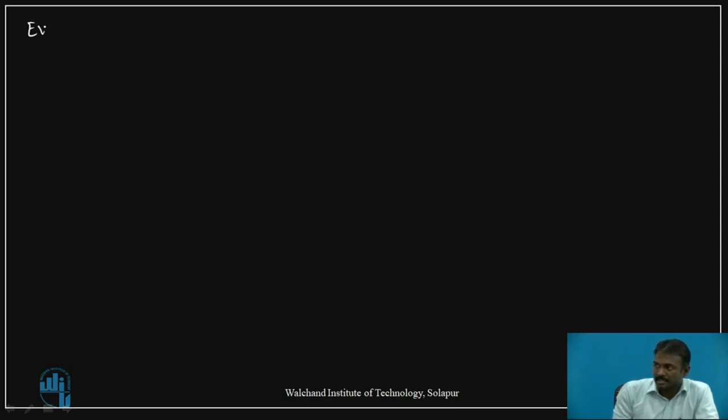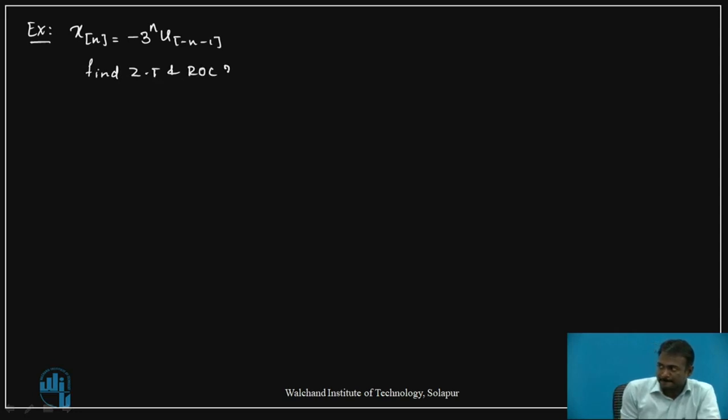So let us consider an example where x of n is a discrete time signal which is equal to minus 3 to the power n u of minus n minus 1. Find Z transform and ROC. So let us solve this one.